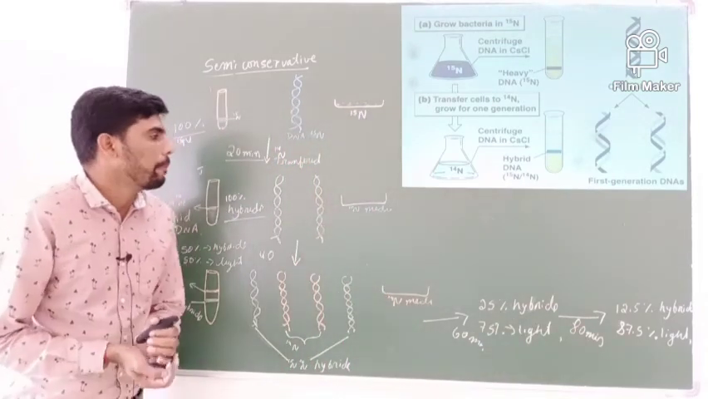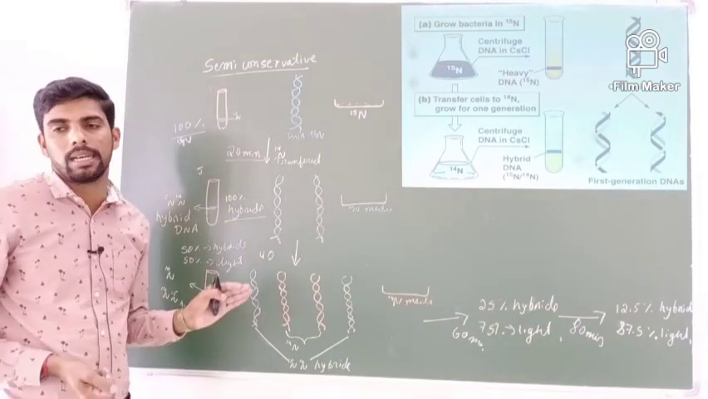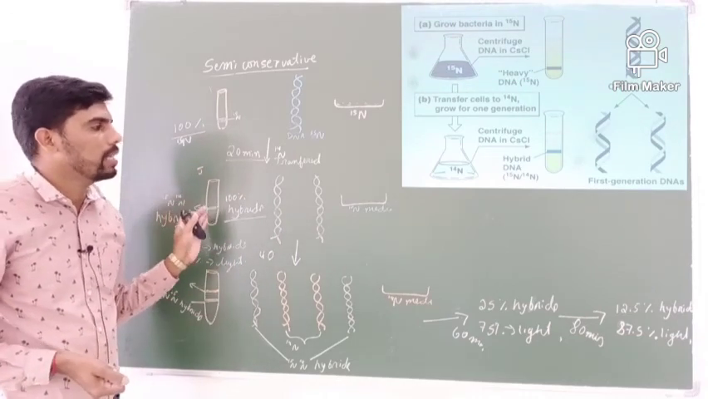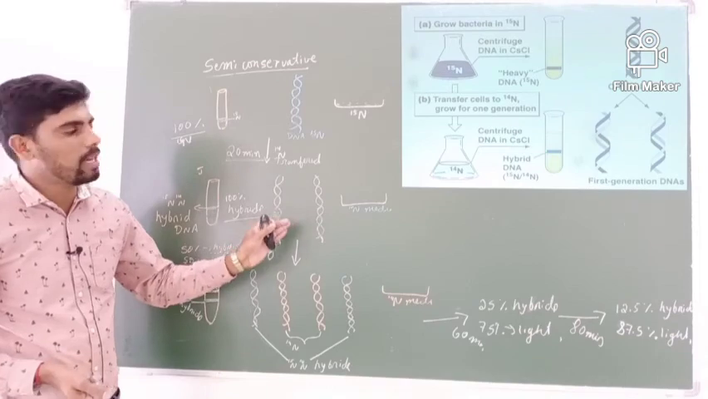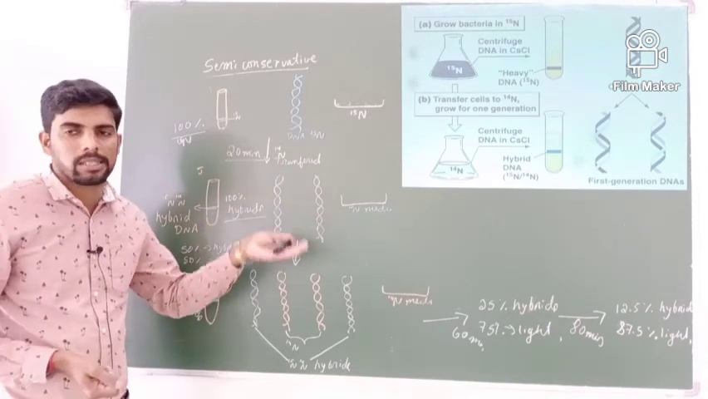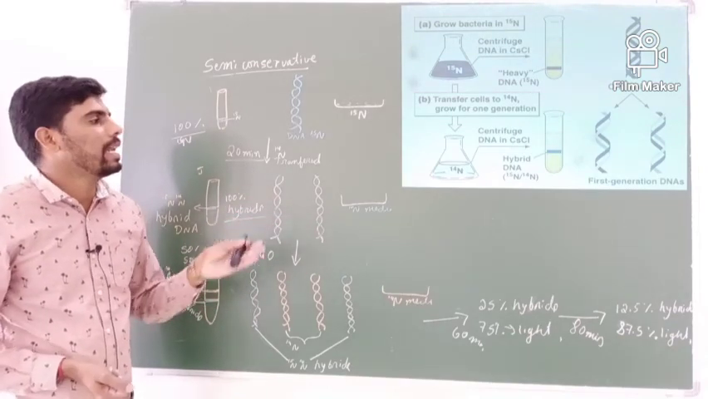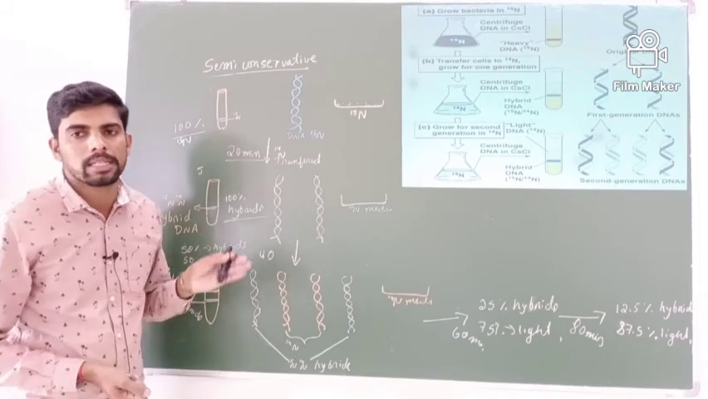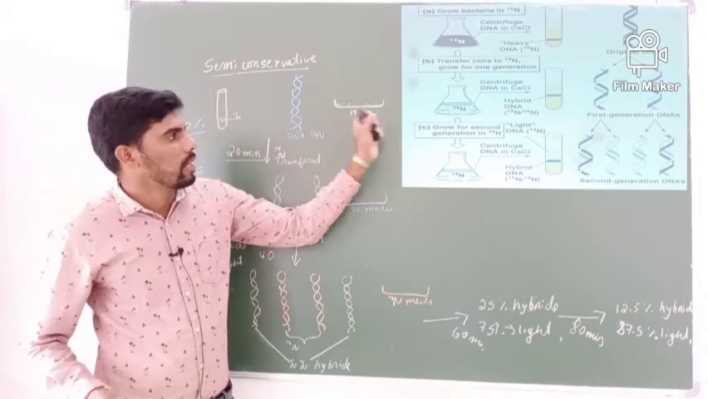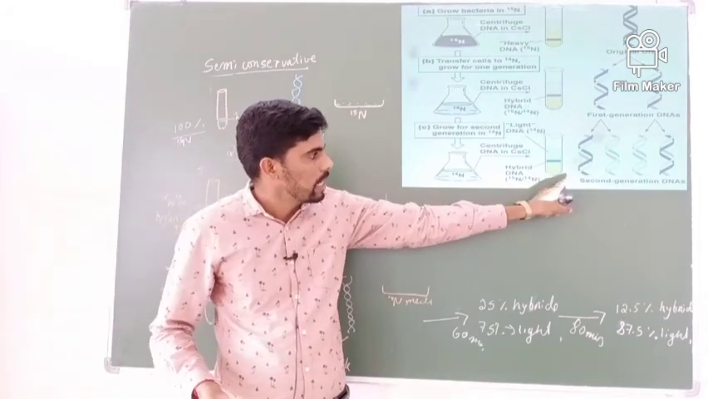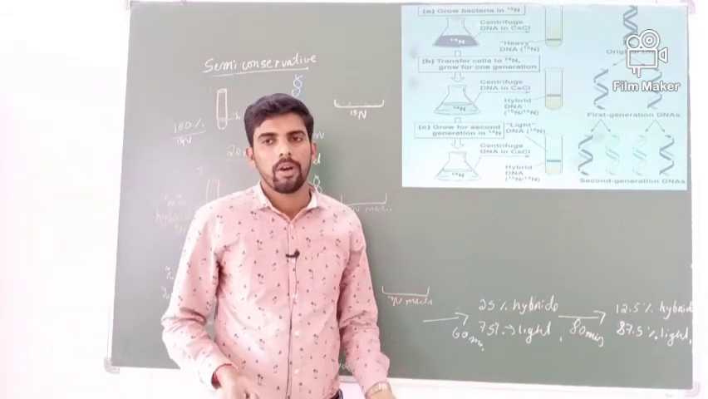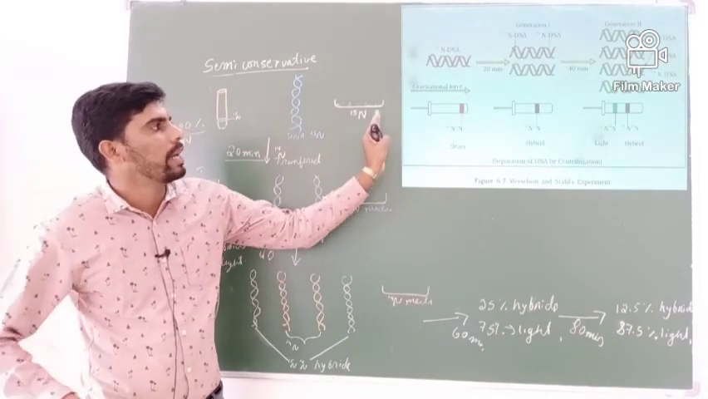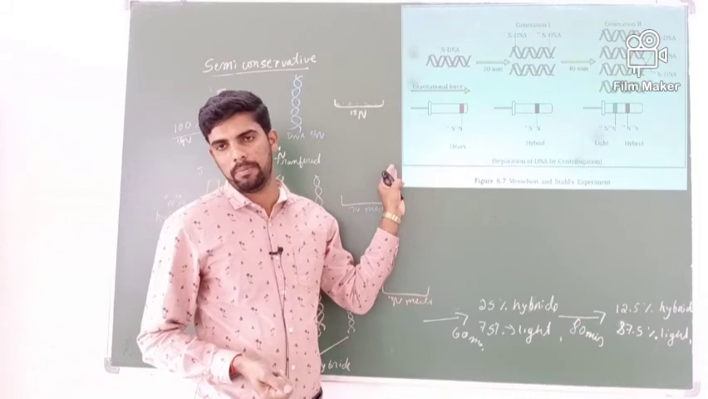This is like the parental strand will be conserved, but the percentage will be reduced. It's called the semi-conservative method. In that experiment, Meselson and Stahl proved DNA replication is semi-conservative. This is the first generation, the second generation. Overall, the experiment is concluded in that diagram.